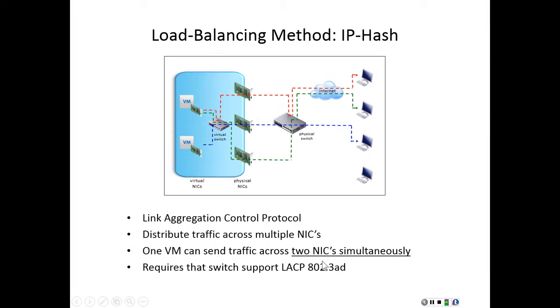The third load balancing method, called Link Aggregation Control Protocol, allows us to distribute the traffic across multiple network interface cards, and most importantly, it allows one virtual machine to send traffic across two network interface cards simultaneously. Of course, the drawback is that it requires that your switch support Link Aggregation Control Protocol 802.3ad, and not all switches support that protocol.